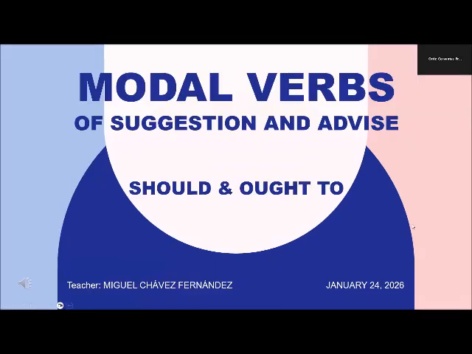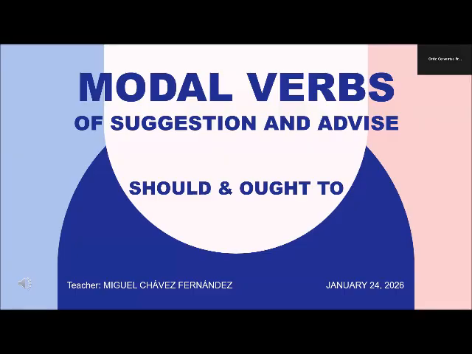Modal verbs of suggestion and advice are a crucial element in mastering the English language. Used to offer recommendations, suggestion, and guidance, these verbs help in expressing opinions or making proposals. Among the most common modal verbs of suggestion and advice are should and ought to.